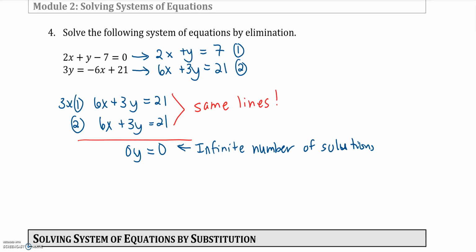Okay, that's the end of video 2. Now in the next video, we will be solving systems of linear equations using substitution.